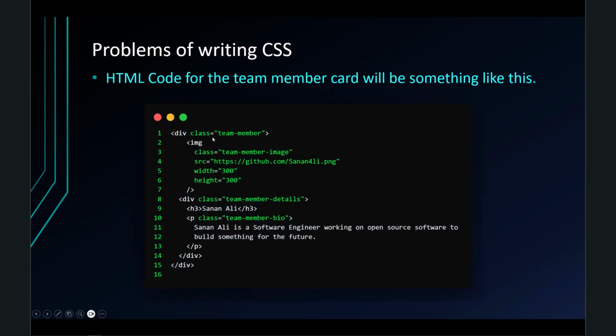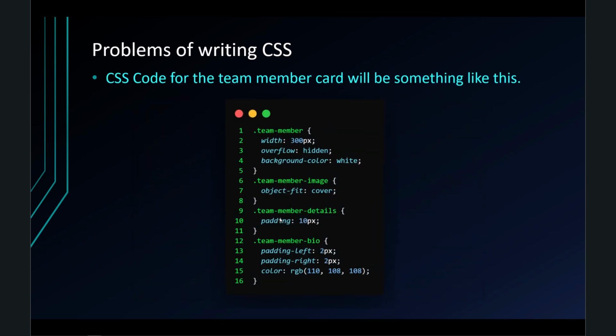So this is a div with the class name team member. You have an image with the team member image. You have team member details. You have team member bio. So if you're going to write the CSS, it is going to be like this one. So we have team member, we have width, we have overflow hidden, background, team member image, team member details, team member bio. So this is what we do when we are writing custom CSS.